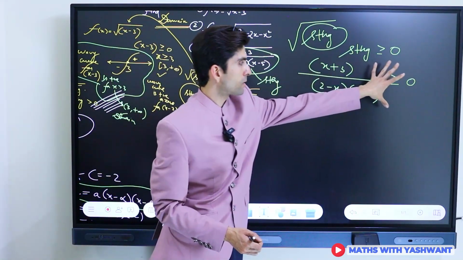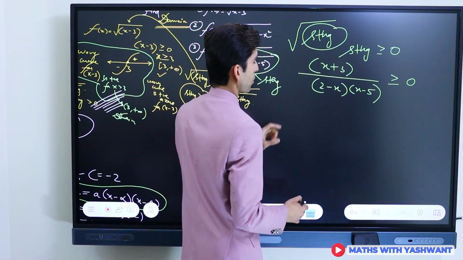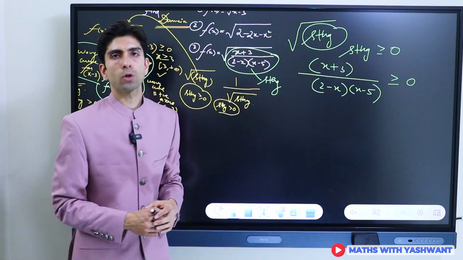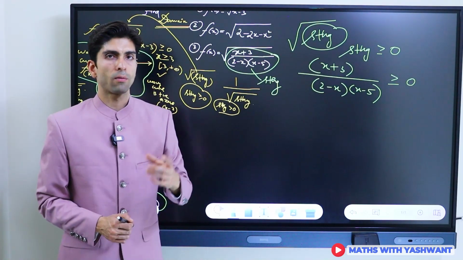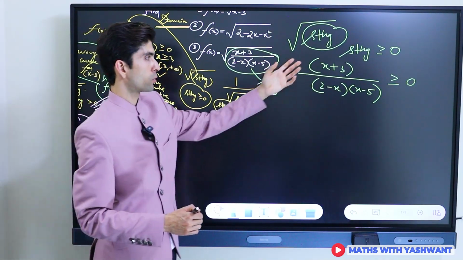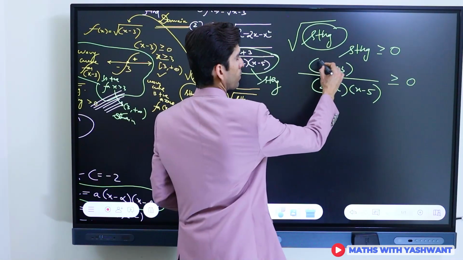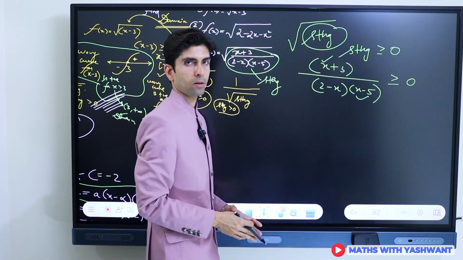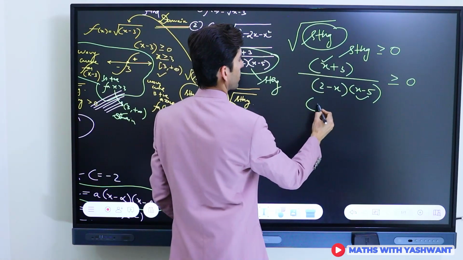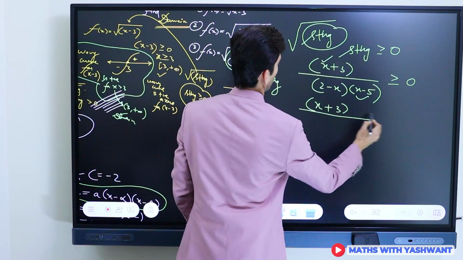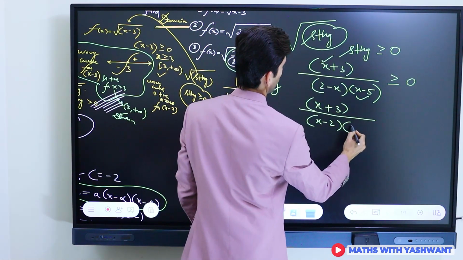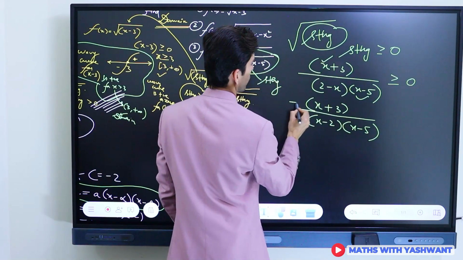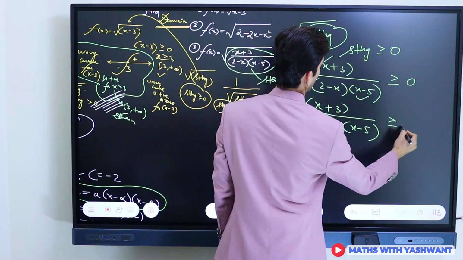Now this inequality, just for drawing the wavy curve, we have to make sure that in all the linear factors, the coefficient of x is plus 1. So you can see in the numerator we have plus 1x, we have plus 1x, but here in the denominator, one of the linear factors we have minus x. So we take minus sign common. So we have x plus 3 upon x minus 2 into x minus 5, and we have a negative sign over here. Okay, it's greater than or equal to 0.